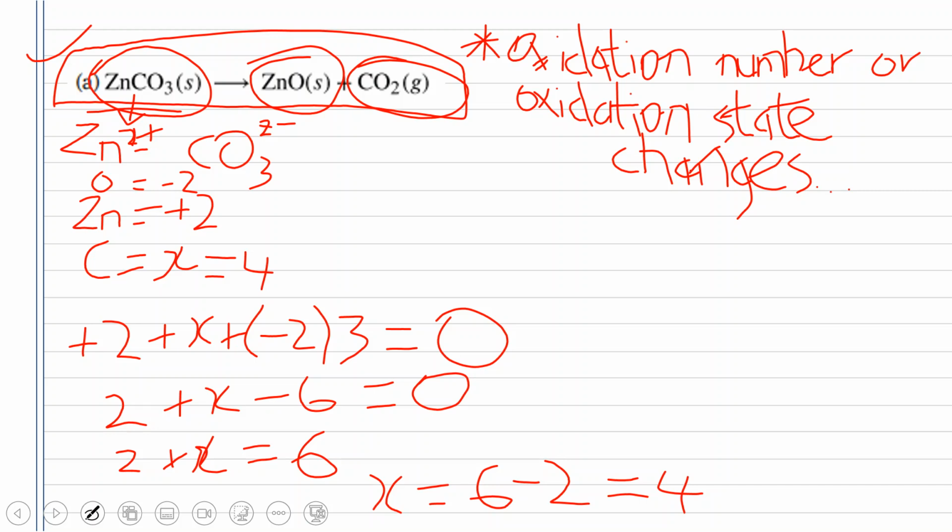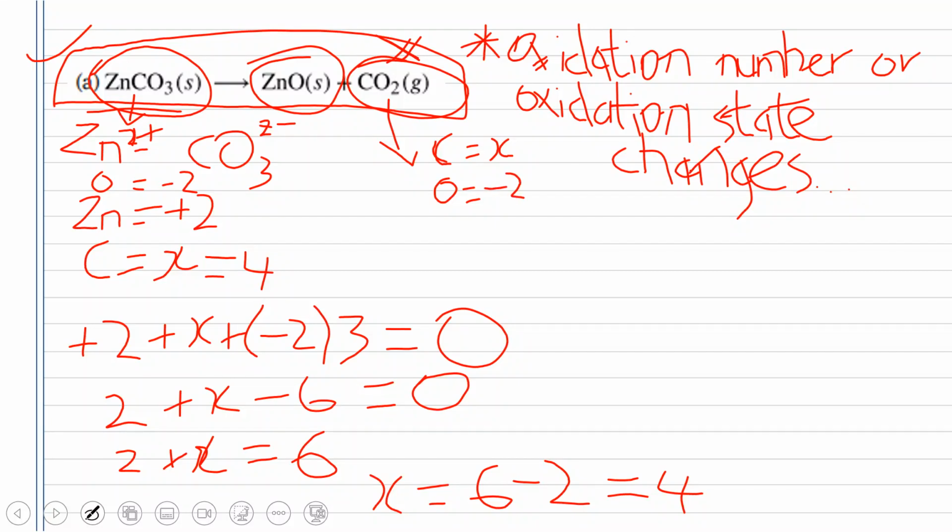Now let's come to C. Here we have C, and the oxidation number is 4. Let's come to this side and find the oxidation number for C here to see if anything changed. I don't know the oxidation number for C, so let's represent C by X. Oxygen, we said the oxidation number is -2.